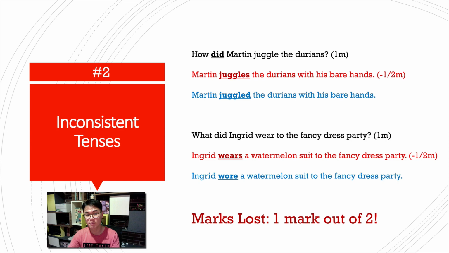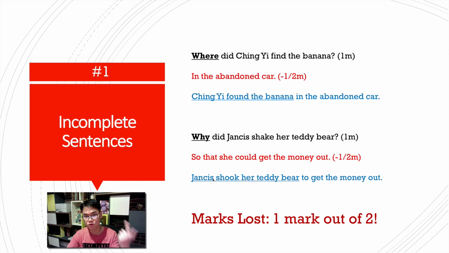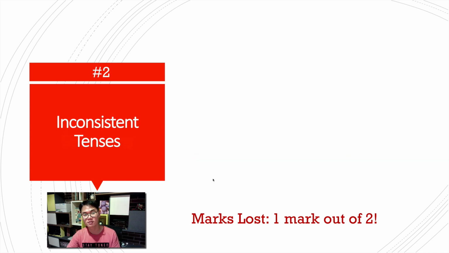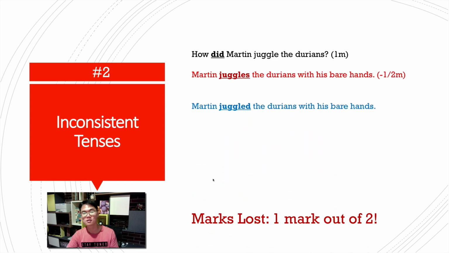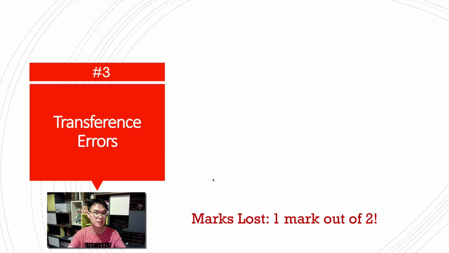But before that, remember what was error number 1? Let's move back just to revise. Incomplete sentences, right? So inconsistent tenses. So that's error number 2. Let's move on to error number 3 now, which is transference errors. Now, what this means is simply that we copy the words from the question or the passage incorrectly.